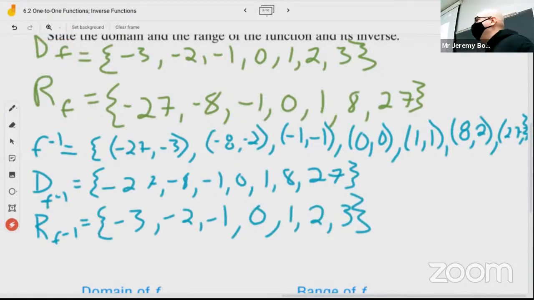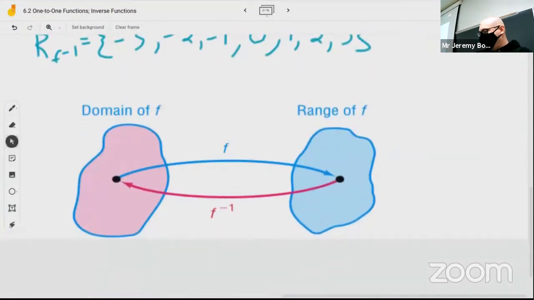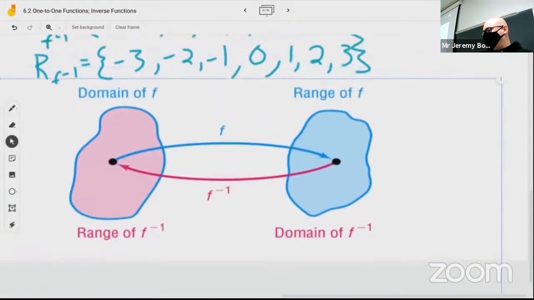Any questions on that? All you're doing is swapping the input and the output. Instead of mapping the input to output, it's mapping it backwards from the output back to the input. You can see that here, it's kind of the same picture I drew earlier. The domain of f is mapped to the range of f, but the inverse function is going to take it backwards.